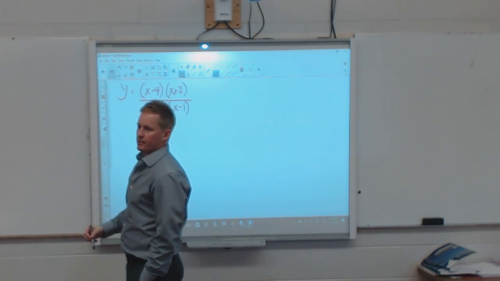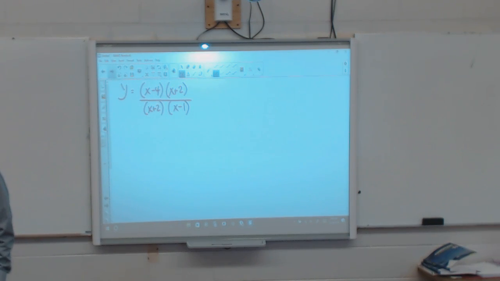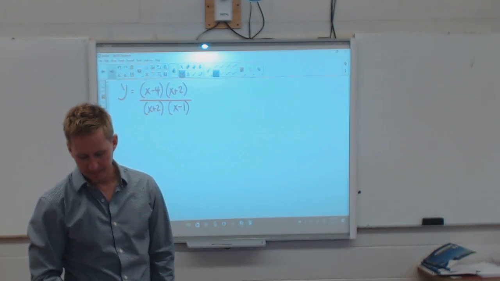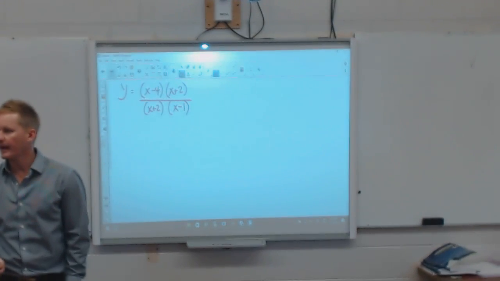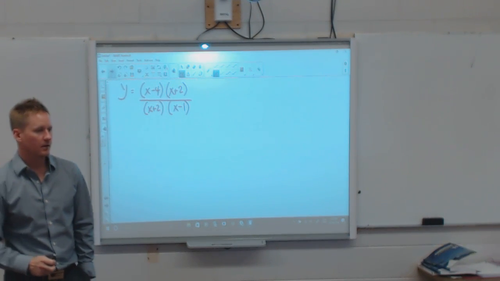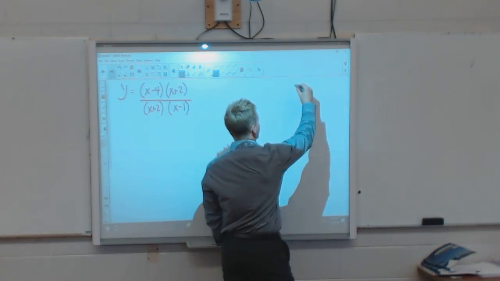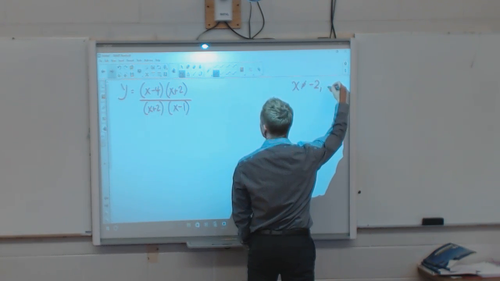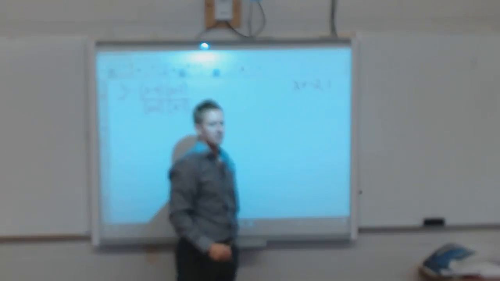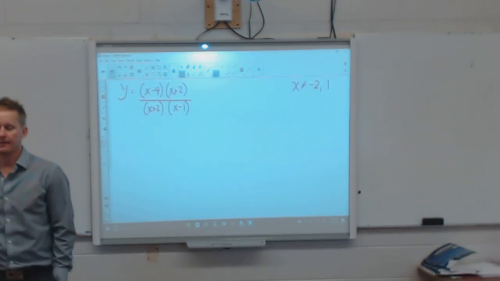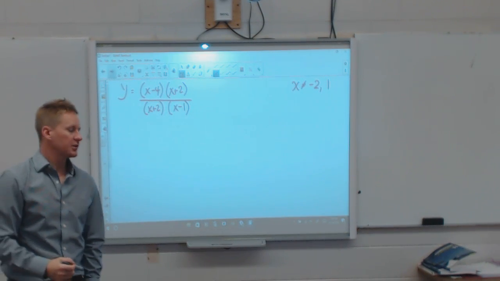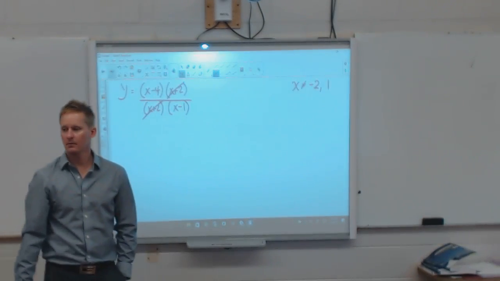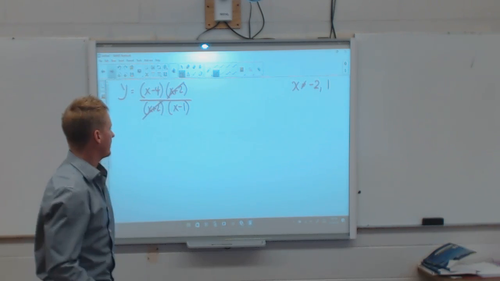Are there any common factors? X plus 2. So that means that we have a point of discontinuity at x plus 2. Alright, so first of all, what are the non-permissible values? Negative 2 and 1 also. Fair enough? So the point of discontinuity, though, occurs at negative 2. So I cancel those off. Now what am I left with?